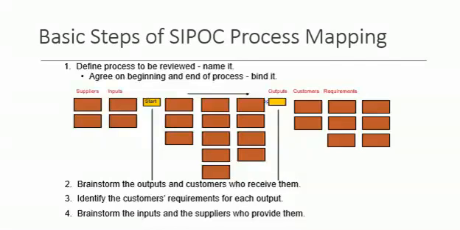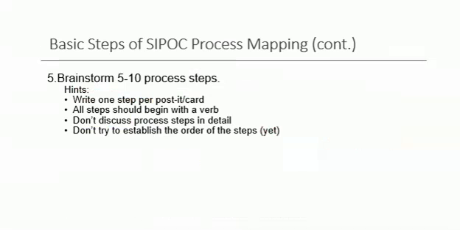I will suggest that it is a team activity, and if you have team members already on it, then you can easily define the SIPOC process or maps. So moving on to the further step, if you have completed these steps, you will be moving on to brainstorming further for the process steps. As I told you, the process is in the middle. So you will also brainstorm for the process, and you will write one step per postcard.